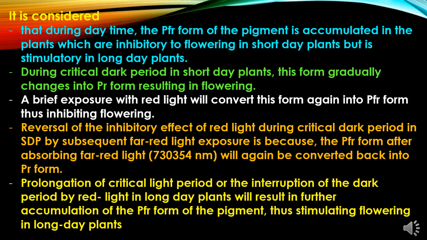Reversal of the inhibitory effect of red light during the critical dark period in short day plants by subsequent far red light exposure is because the Pfr form, after absorbing far red light, will again be converted back into the Pr form. Prolongation of the critical light period or interruption of the dark period by red light in long day plants will result in further accumulation of the Pfr form of the pigment, thus stimulating flowering in long day plants.